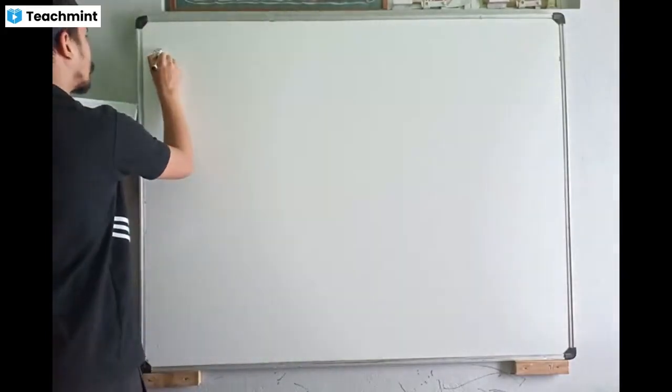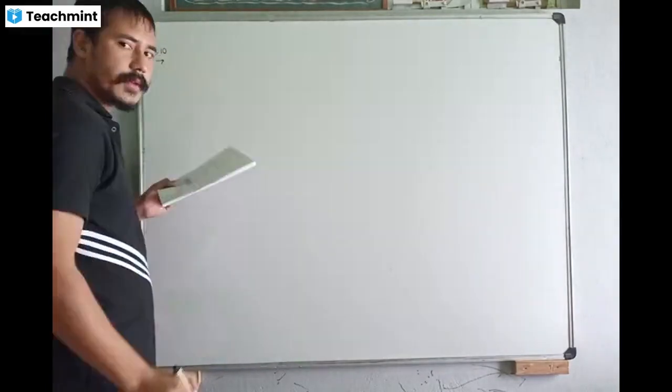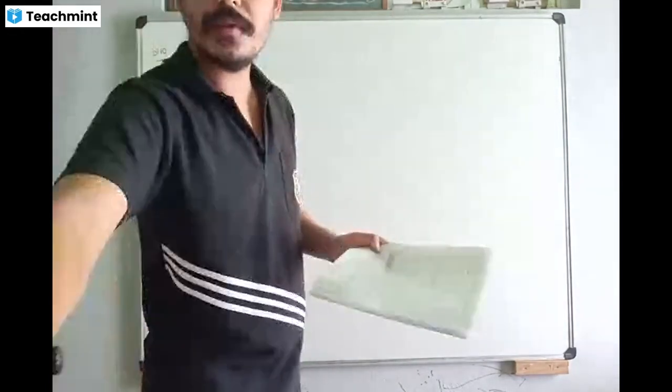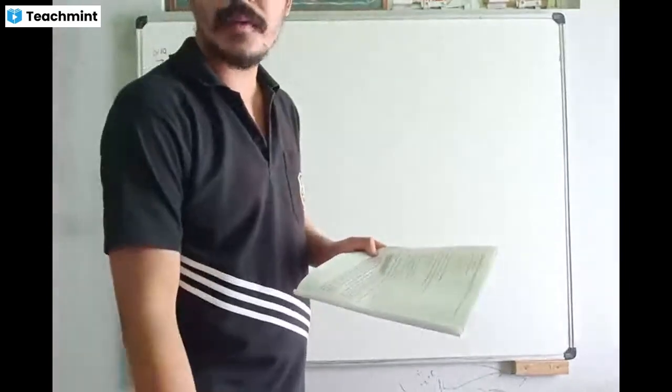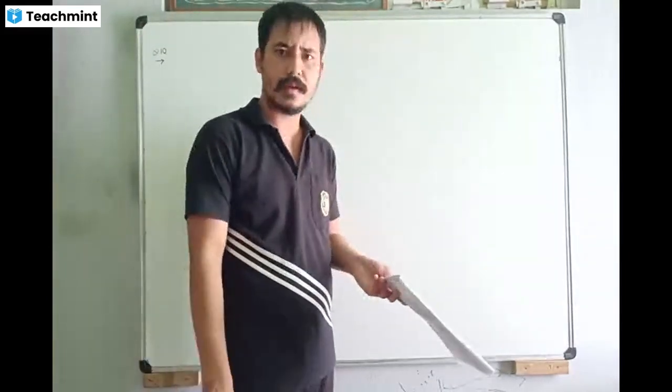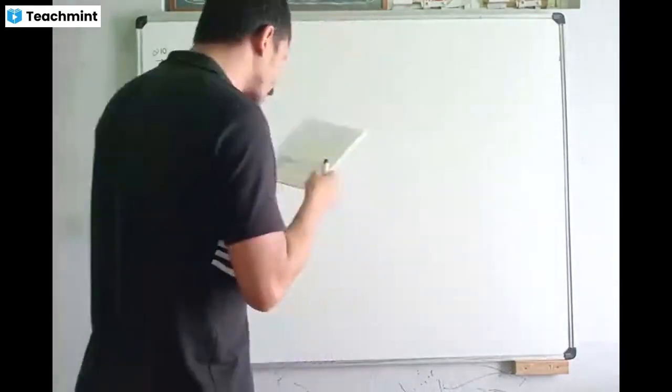Question number 10. Question number 11 is you have an ungrouped data and you have to find out the arithmetic mean of that ungrouped data. Okay, that you can work out by yourself.